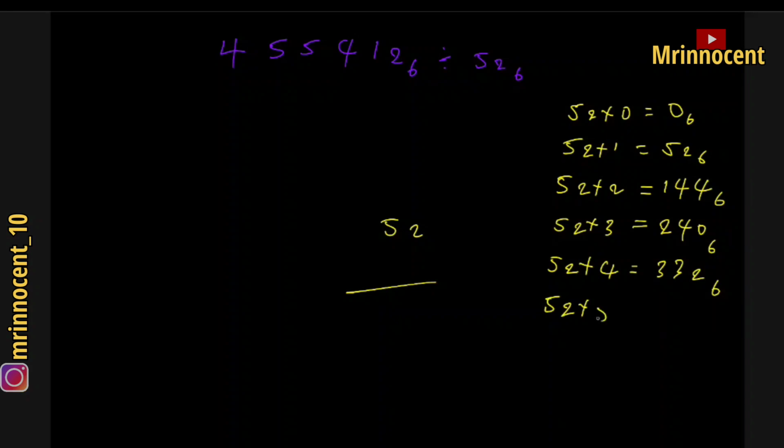52 times 5: 2 times 5 is 10. 10 in base 6 is 1, remainder 4. 5 times 5 is 25, plus 1 is 26, and 26 in base 6 is 4, remainder 2. So you have 424 in base 6.